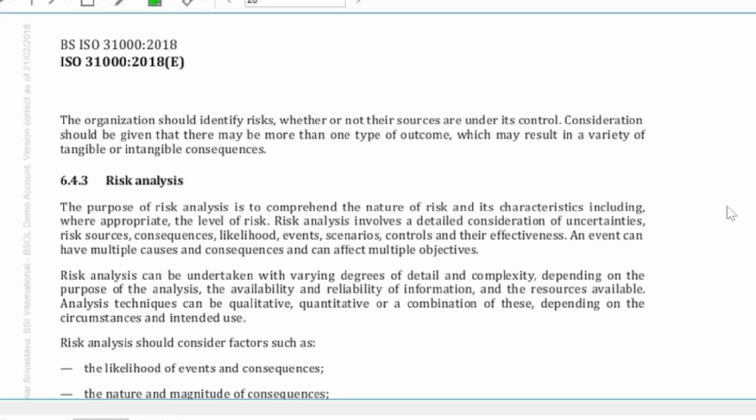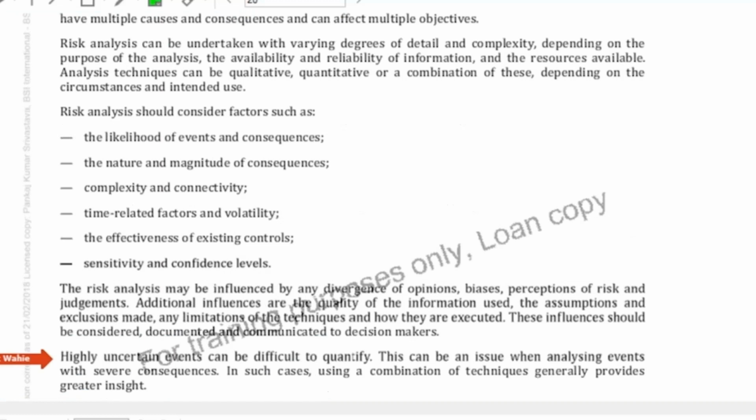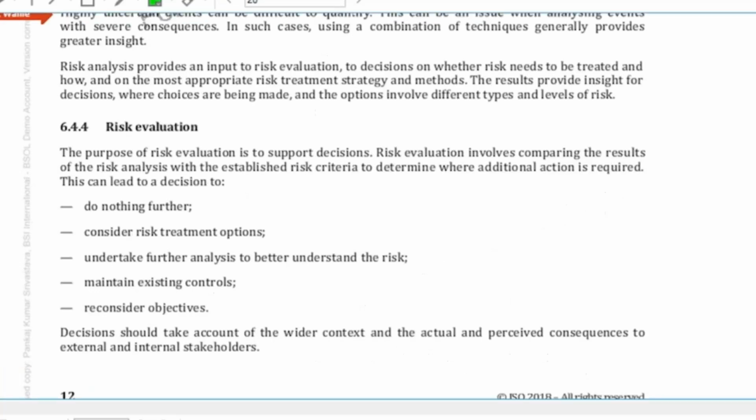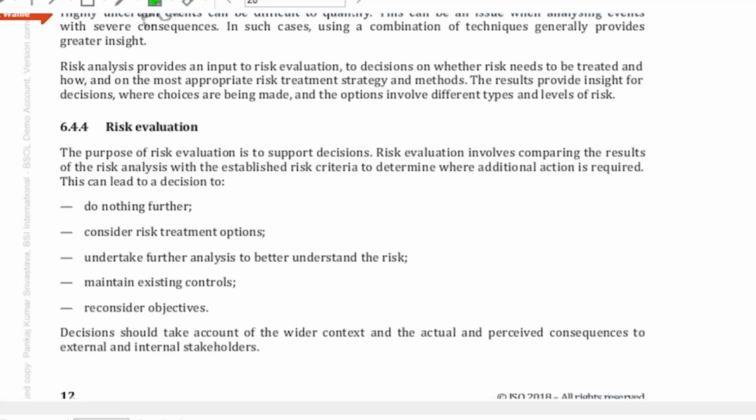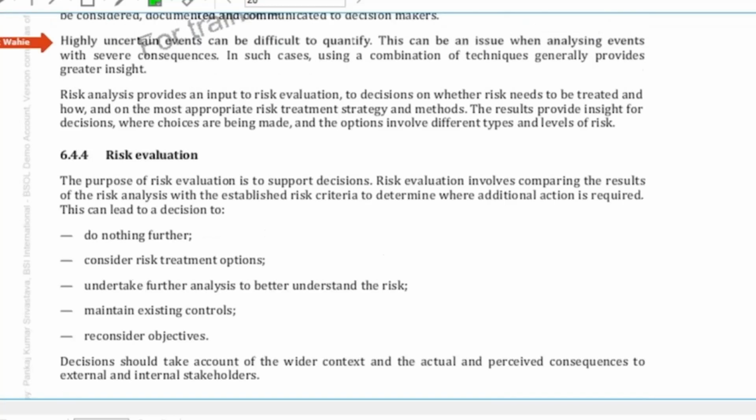Now, highly uncertain events can be difficult to quantify. For example, this pandemic was very uncertain. This is also called a black swan event, something which is highly uncertain, but if it happens, the consequence is very high. So this can be an issue when we are analyzing events with severe consequences. The likelihood may be very uncertain. I don't know when the earthquake can happen. I do not know when the next pandemic will come. But the consequences will be very, very high.